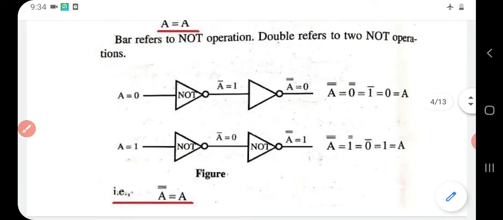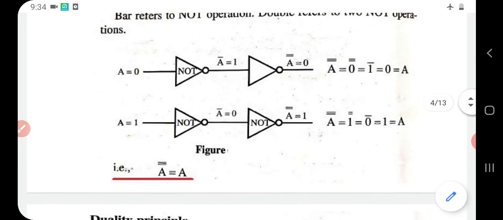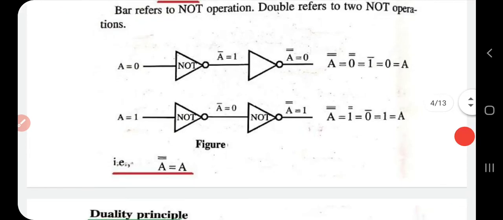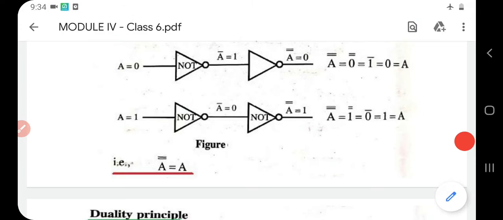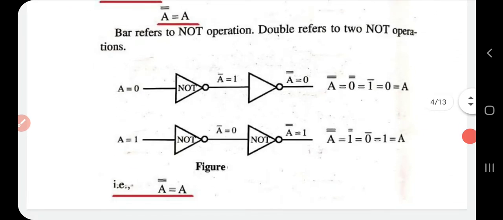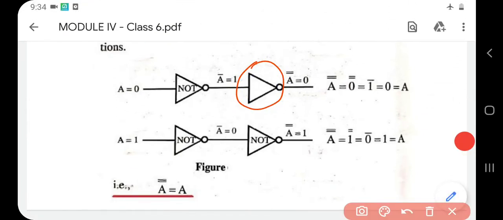Here the NOT operation, that is complement, uses a NOT gate. A is 0, and when it goes through the NOT gate it becomes A bar. Since A is 0, A bar will be 1. Again we give that A bar to another NOT gate. So what will happen to A bar? A bar the whole bar, that is 1 bar, is 0.